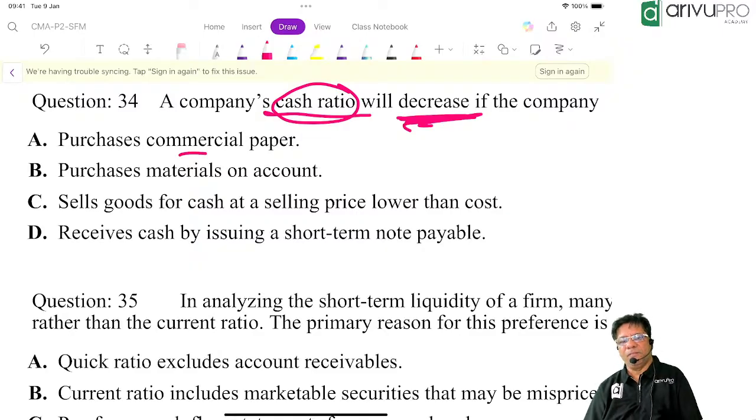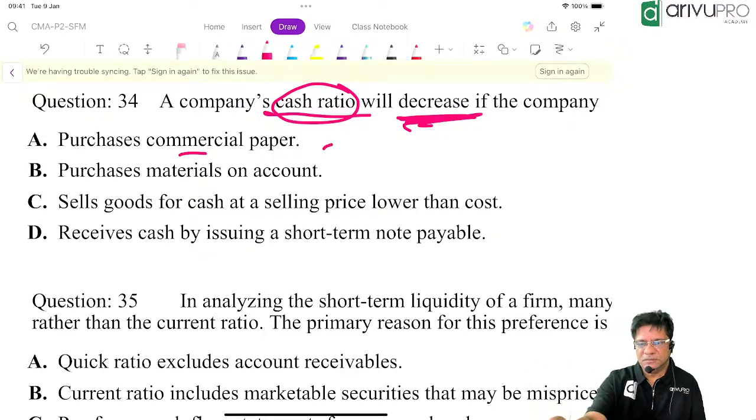Tell me how. Go one by one. See, commercial paper is an investment. When you purchase an investment, what happens? We concentrate on cash ratio. Your marketable securities will increase and your cash will decrease. Super. Okay, wait. What happens to the denominator, sales? That means what happens? Constant. Nothing, no change. Cash ratio, no change. Right?